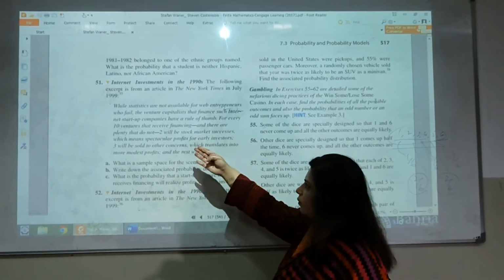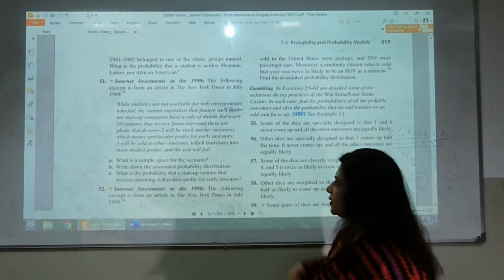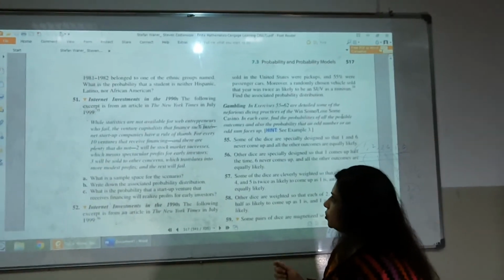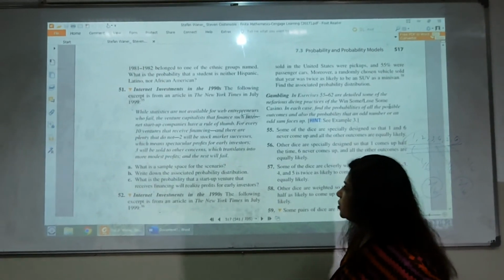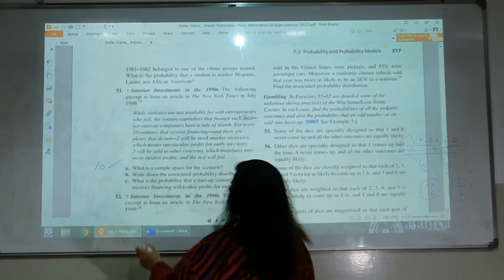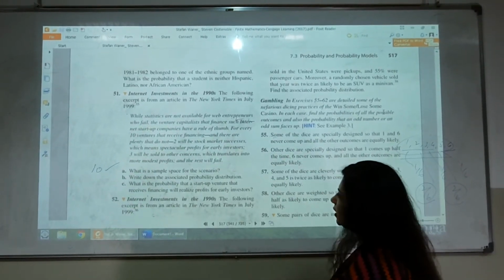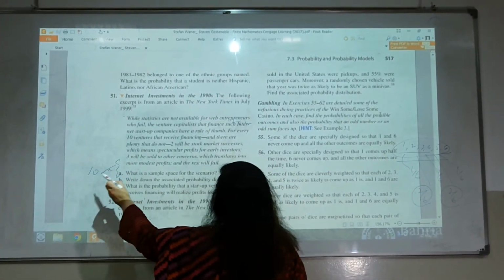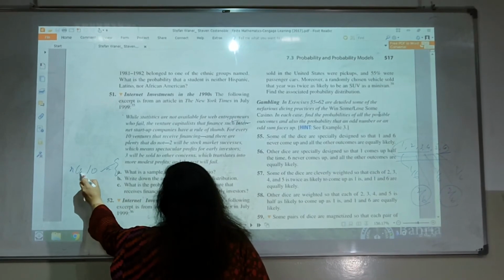So we have 10 ventures that receive financing, and there are plenty that do not. So 2 will be successes. So what is the sample space? Obviously it has 10 ventures. That will be the sample space in this case. Then you can just explain the sample spaces. What is this sample space S? And S is actually 10.